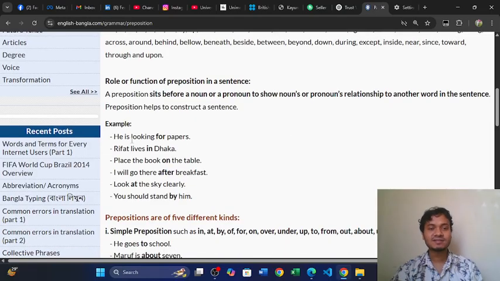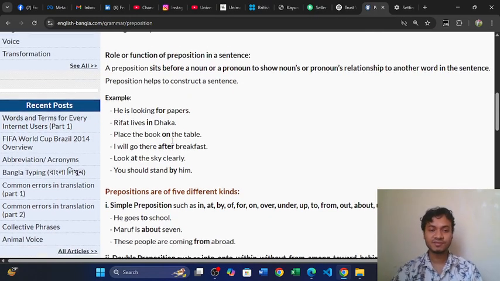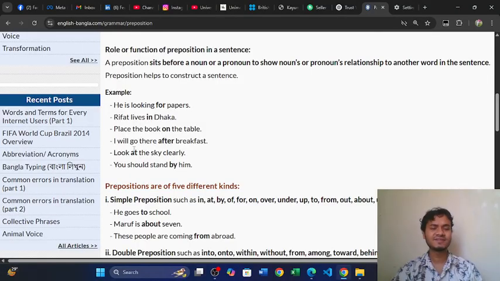So let's see. Here is "looking for papers." For is a preposition, but here papers is a noun. It establishes a relation between the noun papers and the gerund looking. Okay. "Rifat lives in Dhaka." Here, Dhaka is a noun, but in is a preposition. It makes a relationship between the noun Dhaka and lives. Okay. So I hope everyone understands what I say. And it's very simple.